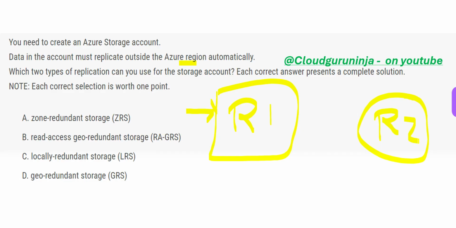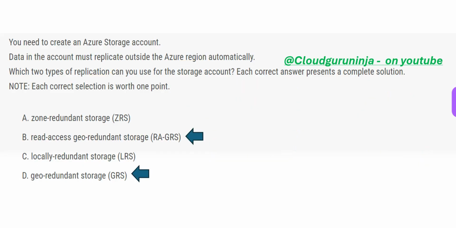So you have to suggest two types of replication for the storage account that you can use for this one. See, if you have a region, you cannot use zone redundant, and you cannot use locally redundant, because zone is still the same region, different zone, and locally redundant is definitely the same region. So these two are straight away off because we have to replicate in another region.